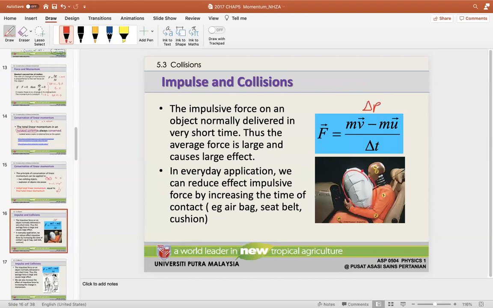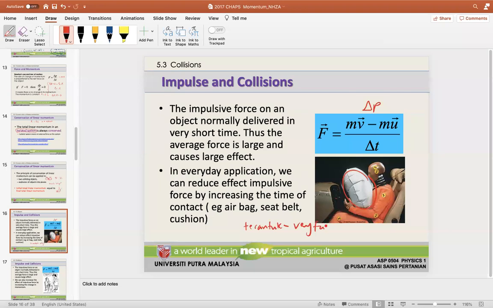There's an airbag, and the airbag increases the time of contact. If you don't have the airbag, your head immediately hits the dashboard. Imagine the airbag was not there. In a collision, your head immediately hits the dashboard, and the time taken is very fast, right? Because when it hits, it happens very fast.